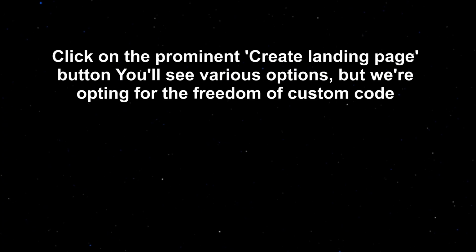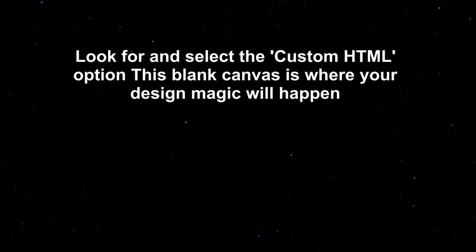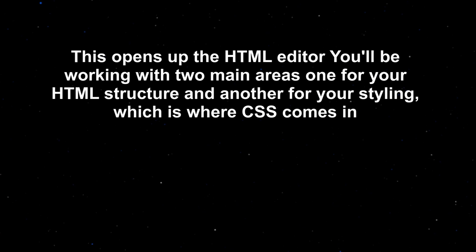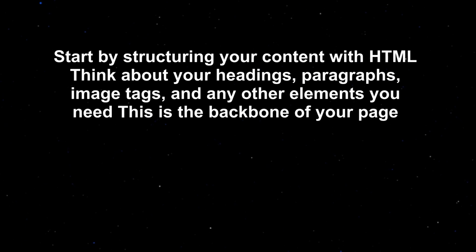You'll see various options, but we're opting for the freedom of custom code. Look for and select the Custom HTML option. This blank canvas is where your design magic will happen. This opens up the HTML editor. You'll be working with two main areas, one for your HTML structure and another for your styling, which is where CSS comes in. Start by structuring your content with HTML.